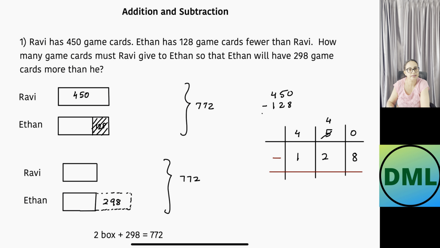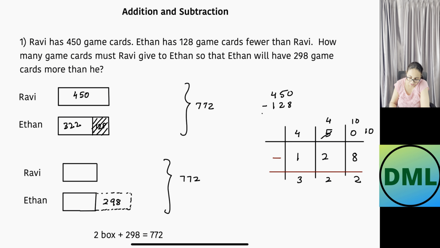As this is at the tens place, that means you are carrying 10 here. This shows that the number in the ones place will be 10. 10 plus 0 is 10 only. 10 minus 8, 2 here. 4 minus 2, 2. 4 minus 1, 3. So Ethan has 322 game cards. Let's write down here, Ethan has 322 game cards.